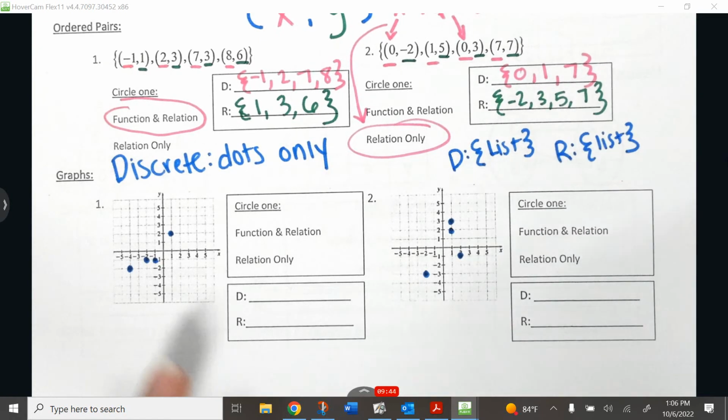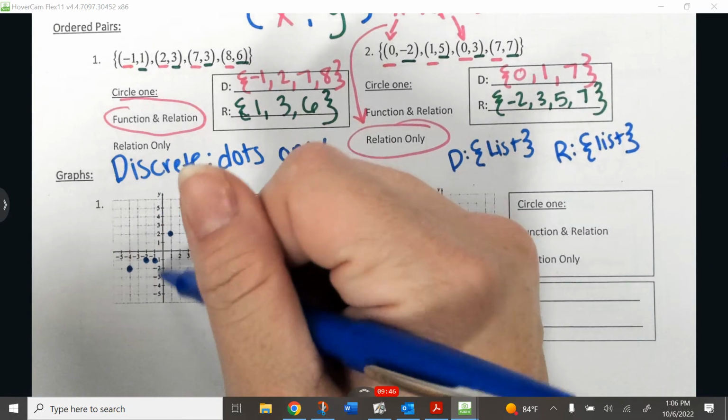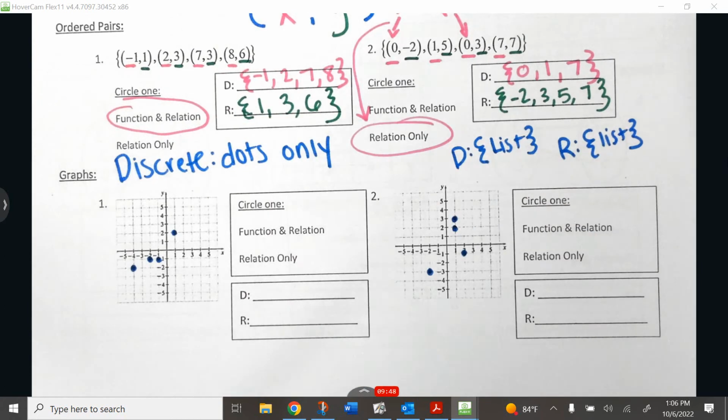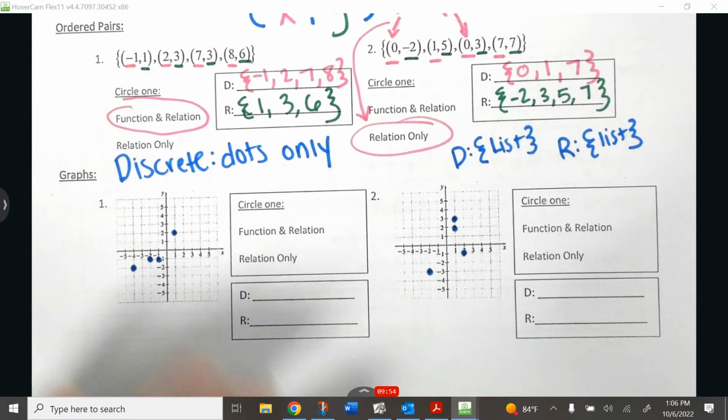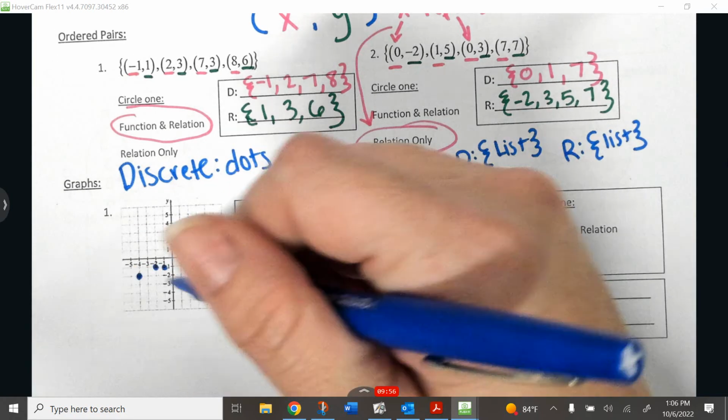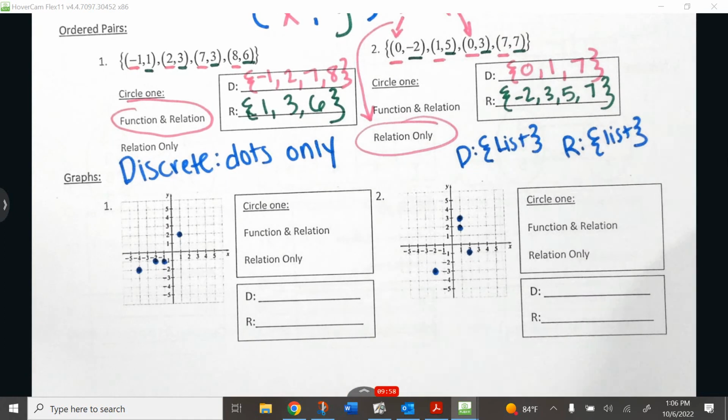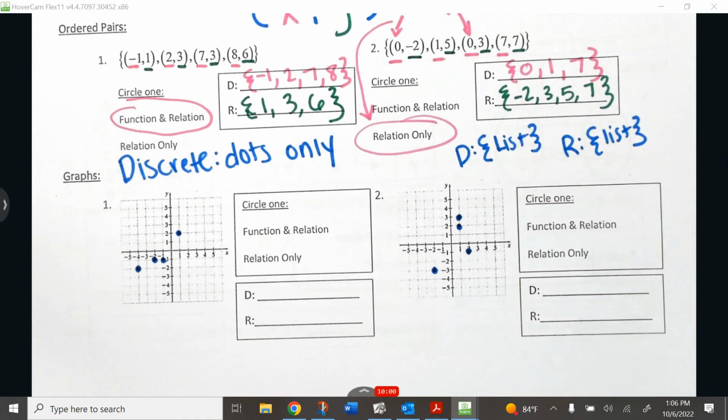Because if I don't connect these dots, well, can I say the point 0, 1? That's kind of between those two dots. Well, is there a point at 0, 1? No, so you can't say it. You see what I'm saying? The only points there are the 1, 2, 3, 4 that are there. So that's why you have to write it as a list.